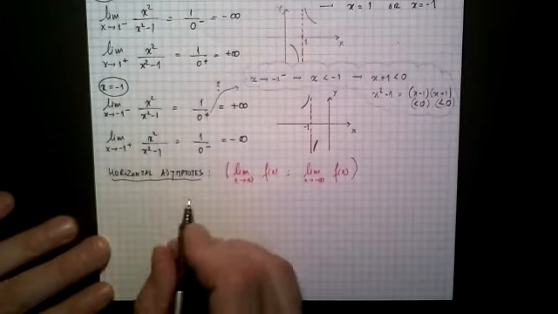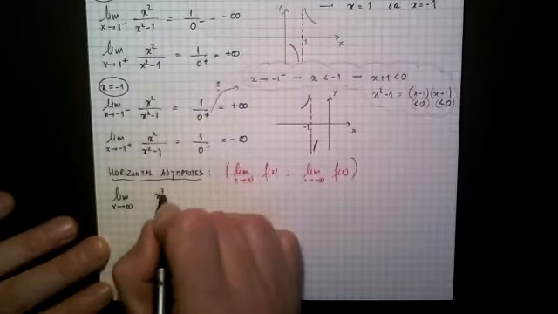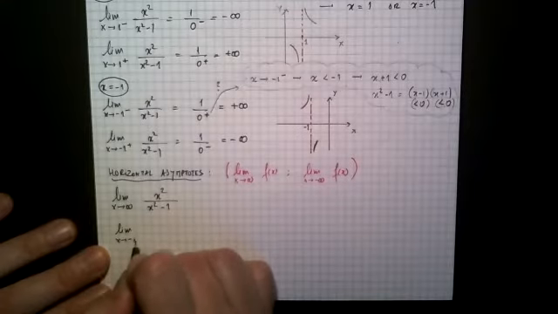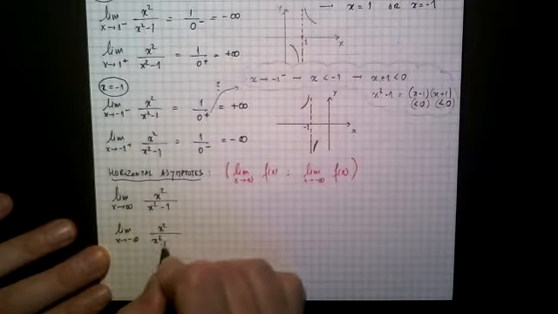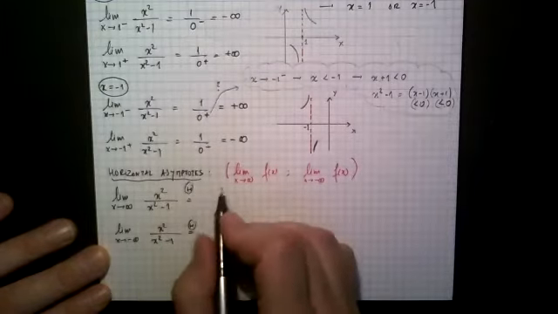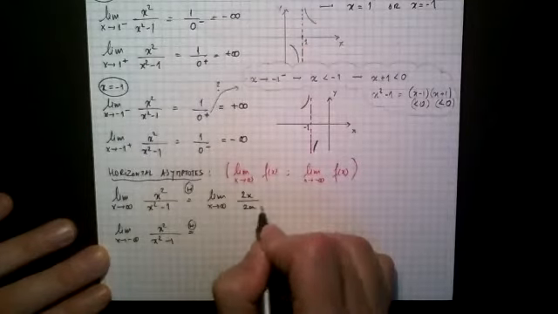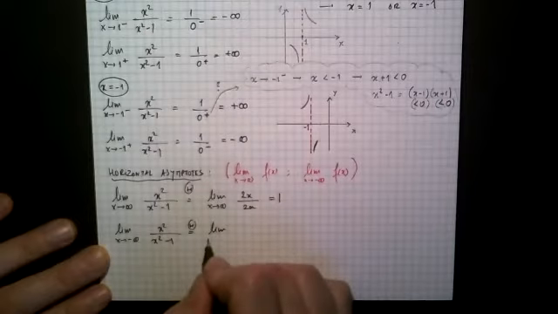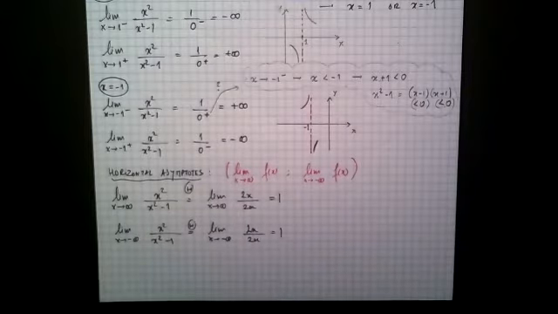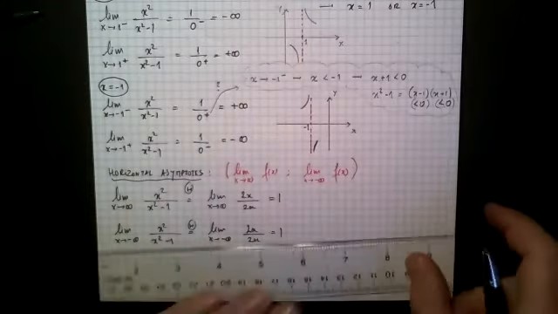So now we have L'Hopital's rule, so it should be really fast. Limit x approaches infinity of x2 over x2 minus 1, and then limit x approaches negative infinity of x2 over x2 minus 1. You could do L'Hopital's rule, or whatever method you want. Limit x approaches infinity of 2x over 2x, that's 1. And limit x approaches negative infinity of 2x over 2x, and that's 1 also. Questions?